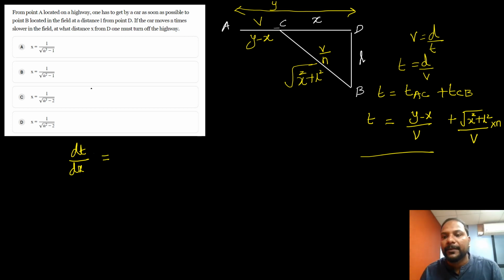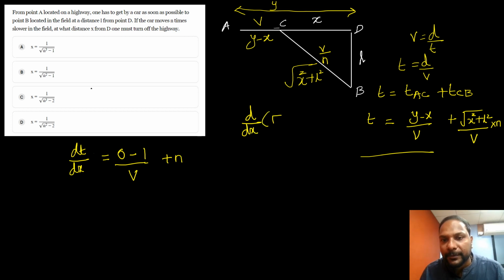Here y is a constant and x is varying. So when you differentiate y, your answer is 0, minus the differentiation of x, which is 1, by velocity, plus n into the differentiation of a square root. I'll write the formula: d by dx of root x is 1 by 2 times root x. Remember this differentiation.